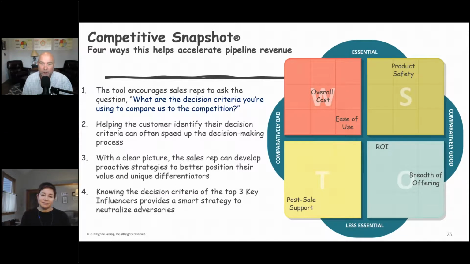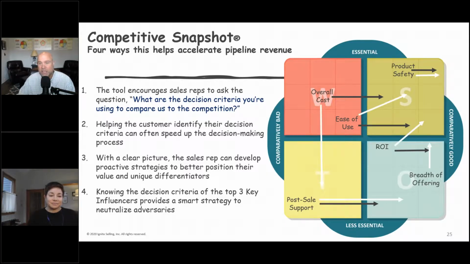But overall cost, and the product is not easy to use, and I hear that you guys don't offer very good support after the sale, is a real big concern of mine. So by knowing this, you now can develop a proactive strategy to change it. And maybe the strategy is doing something like this. It's changing the mindset of that customer around how they're defining cost, or understanding simply where did they hear that the post-sale support or the ease of use isn't as good as they think it is.